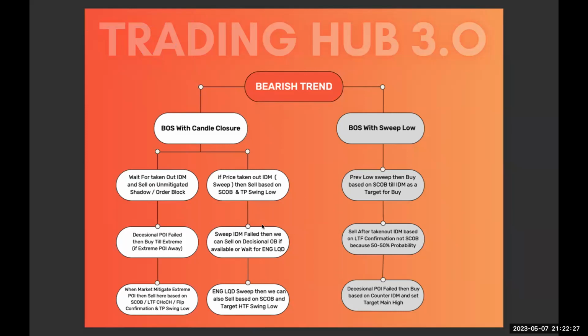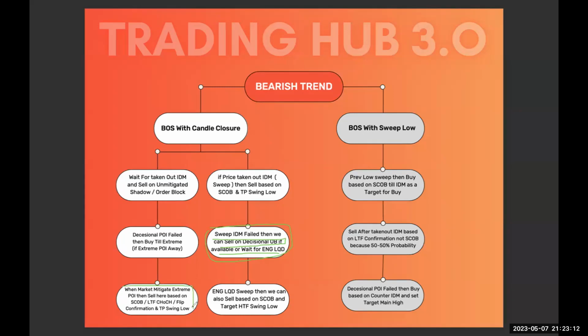And the next scenario is if inducement fails. Okay. And then how can you deal with this situation? Simply, if inducement fails, similar thing, you have to wait to mitigate your order block and then you can take entry for the sell. Correct? Or, if there is no order block available there, then you have to wait to mitigate your extreme order block or extreme, or you can say instant liquidity. After taking out the instant liquidity, just sweep the instant liquidity, then you can sell based on single candle order block. Correct? And target is the main low.